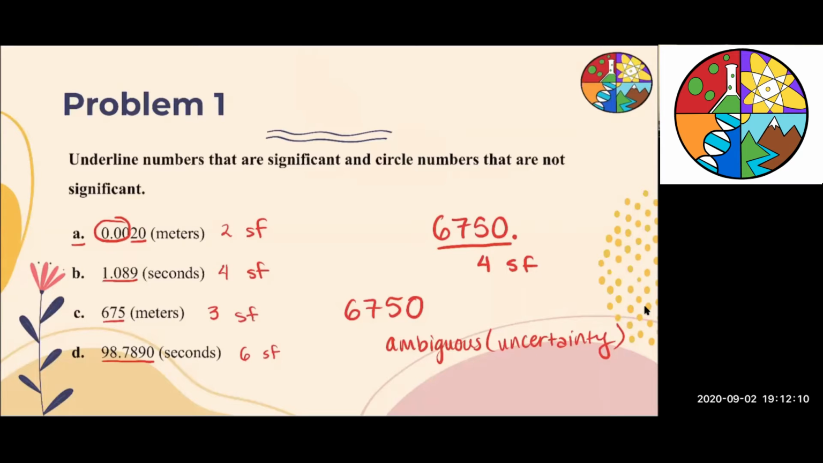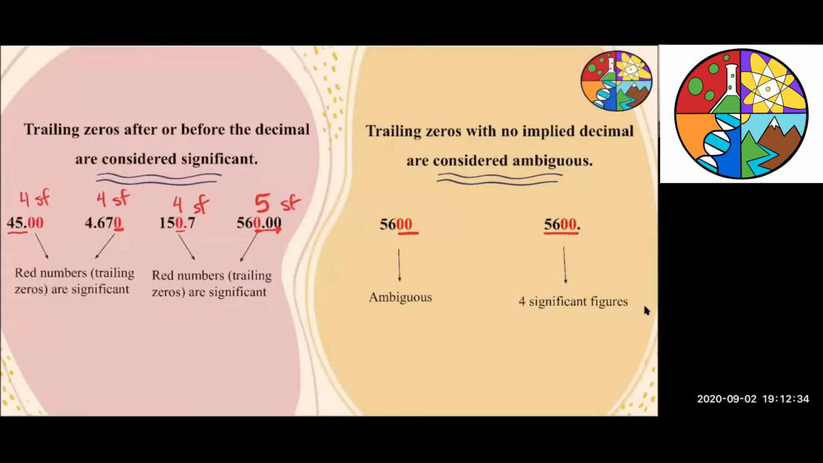For the 6750, the one that you said was ambiguous, I thought it might be wrong, but I thought it was 3 significant figures because I thought the 0 was a placeholder. Oh, yeah. So the 675 is 3 sig figs. This one though is an example. So the 6750, this 0 right here is ambiguous. If you look at the previous one, those 2 zeros after the 56 are ambiguous because there's no implied decimal. They're trailing.